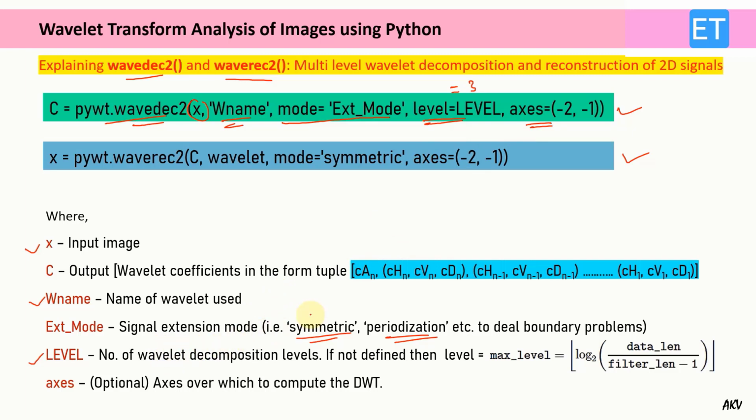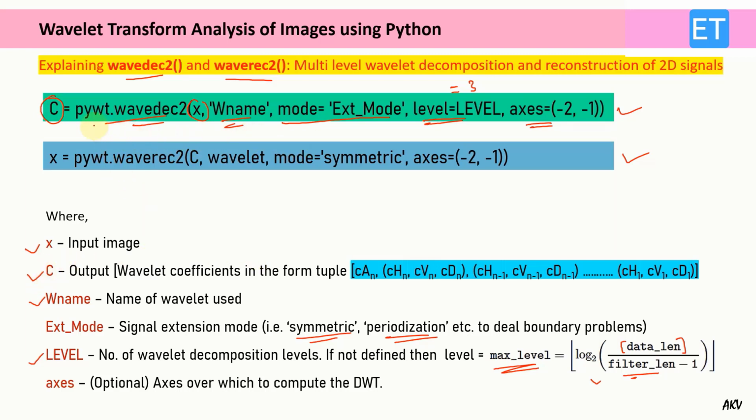And for level, if you don't define any level, the function will take the default value as the max level. The max level is actually given by this formula, which is computed as the data length, that means the size of the image, divided by the filter length, where filter means the wavelet filter length, minus 1, and then log 2 of it. The wavelet filter length actually depends on the type of wavelet which you are using. Now let's see this output C variable. This needs to be explained.